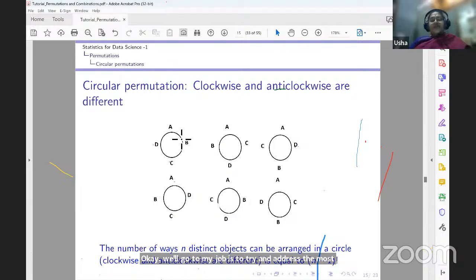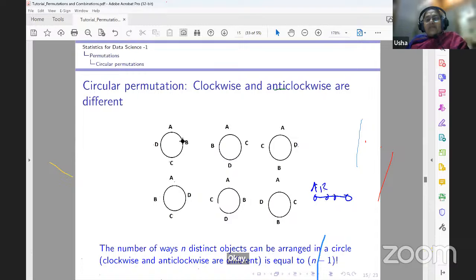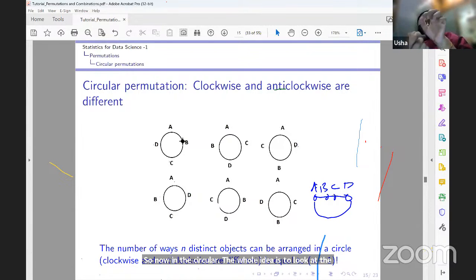See, in a circular permutation, first we looked at a linear permutation, right? A, B, C, D, how many ways can I arrange this? Now, if you try and put them as a loop, there are n distinct objects which can be arranged in a circle. So I fix A, then I can have B, C, D, or C, D, B, or D, B, C.